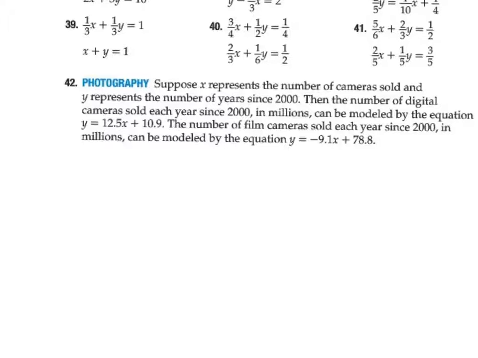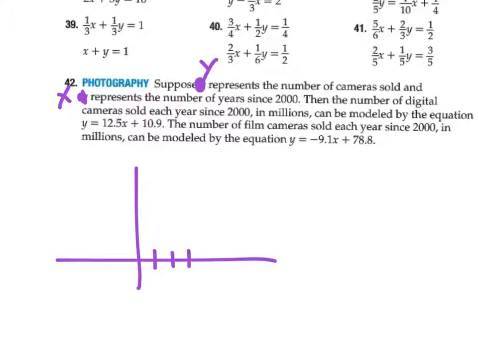Now, on number 42, you need to change this x. You can even write it in your book if you have it. Change your x to y and your y to x, because y represents the number of cameras sold, and x should be the number of years since 2000, because when you put this on a graph, time is always x. So years since 2000, you'd say 1 year, 2, 3, 4, 5, 6, 7, 8, 9, 10. That'll take you up through 2010, 10 years since 2000.